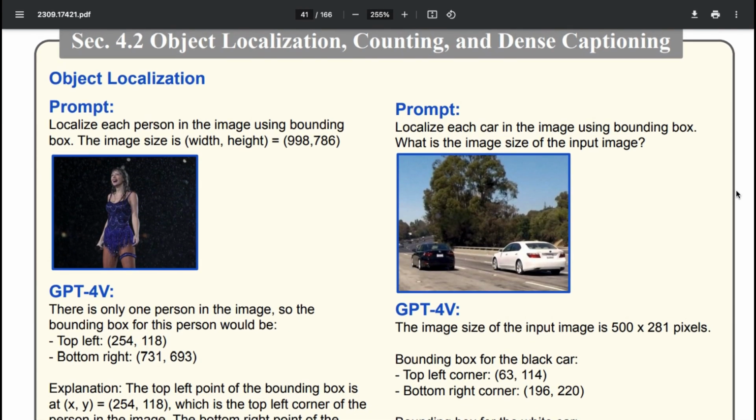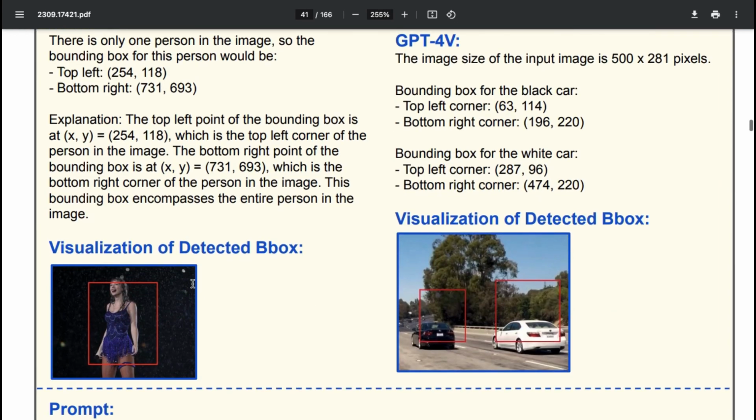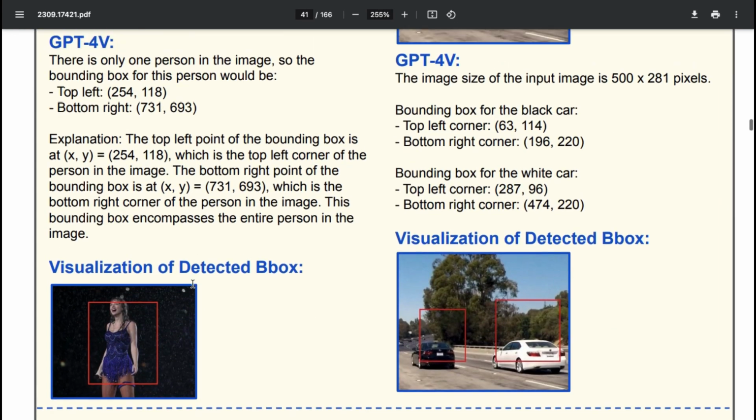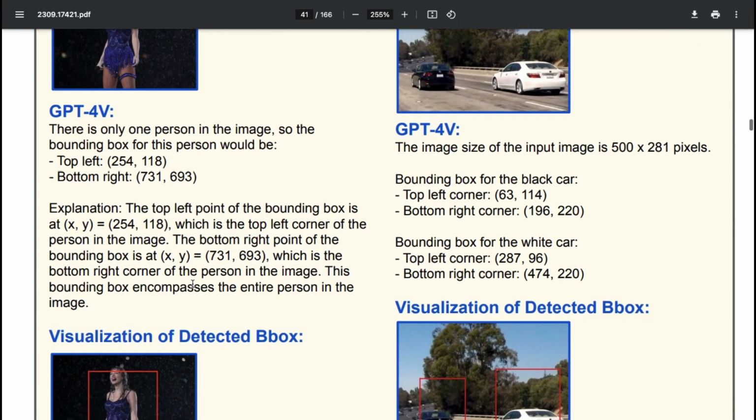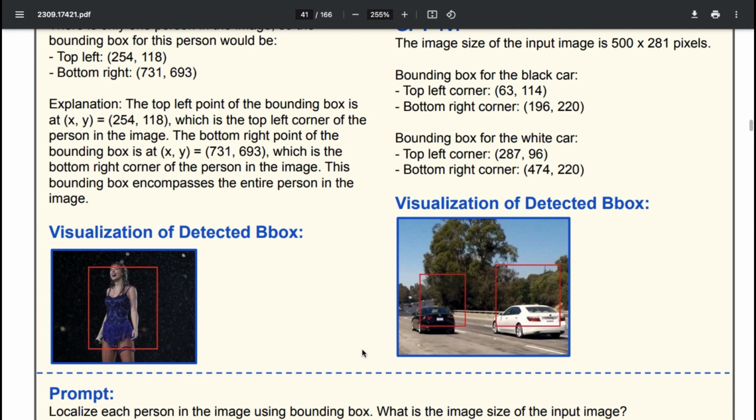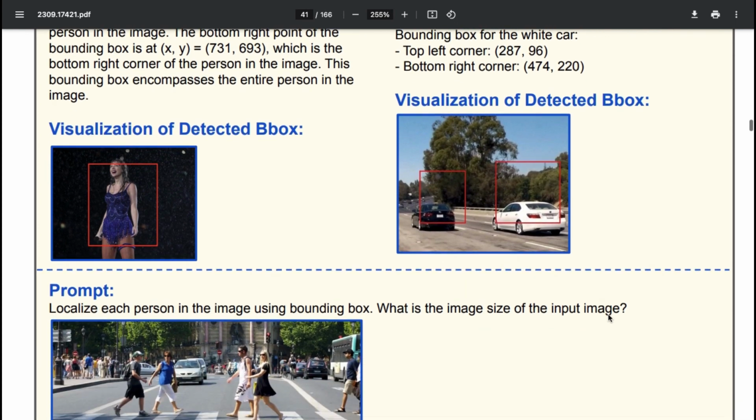Localize each person in the image by using a bounding box. You see the bounding box here. Localize each car in the image using a bounding box. So it does fairly well here. Hope in future iterations do much better, but you can see how this would also be applied in the future.